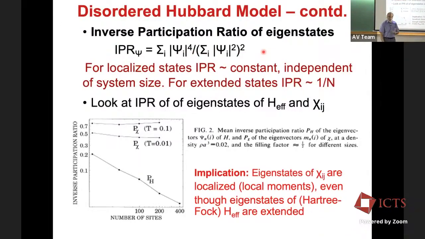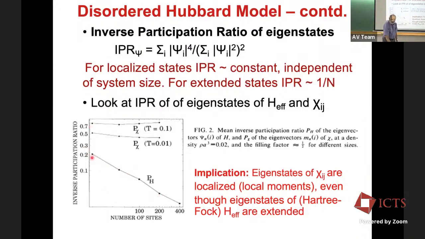Now, if you have a localized eigenvector, then this value of IPR, as you increase the size of your system, is going to remain constant. It basically matches one over the number of sites over which the state is localized. So if it is localized over a finite number of sites, it'll go to a finite value. If it is extended over the entire system, as you increase the system size, it'll keep decreasing. So we looked at both the IPRs of the effective Hamiltonian near the Fermi energy and the susceptibility matrix. And what we found was, if you look at the inverse participation ratio as a function of size, this is a log-log plot.